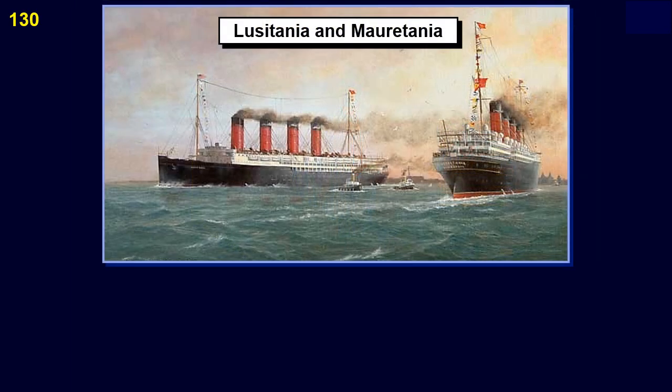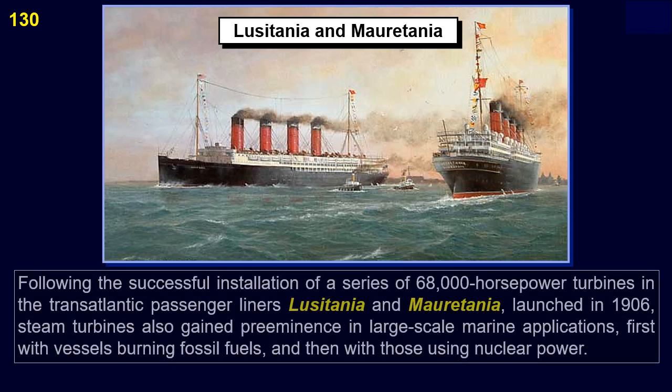Following the successful installation of a series of 68,000 horsepower turbines in the transatlantic passenger liners Lusitania and Mauretania, launched in 1906, steam turbines also gained preeminence in large-scale marine applications, first with vessels burning fossil fuels, and then with those using nuclear power.